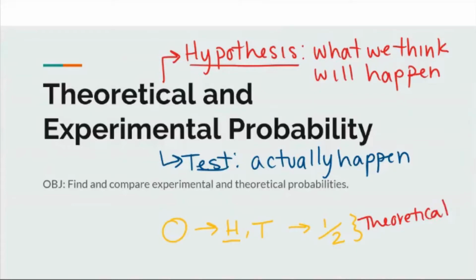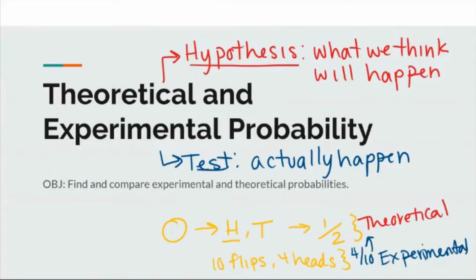Whereas if we were to flip the coin 10 times and get 4 of them heads, that would be experimental, right? So if I flipped the coin 10 times and 4 of them were heads, that would give me a probability of 4 out of 10, which is different from the 1/2 theory or hypothesis that we had. So that would be experimental.